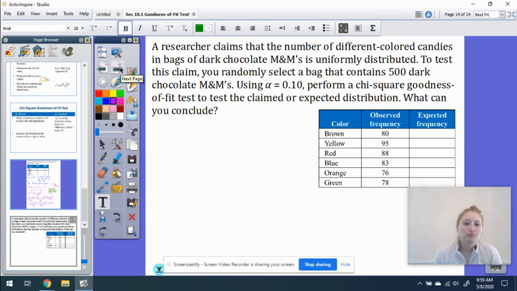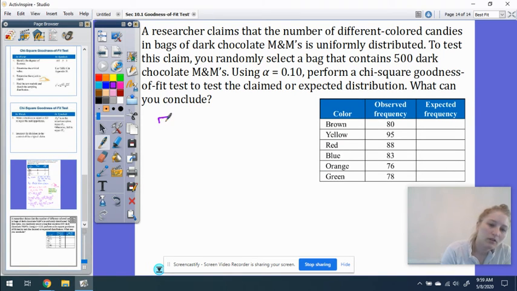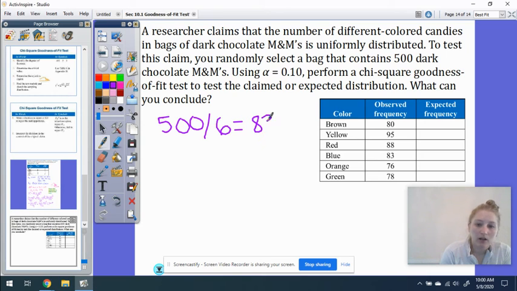Okay, so for this one, it's telling us that a researcher is claiming that the different colored candies in a bag of dark chocolate M&Ms is uniformly distributed. Okay, so what does uniformly distributed mean? It means that all of the colors are going to occur equally. All right, so we've got 500 dark chocolate M&Ms. Do they make dark chocolate M&Ms? I don't even know. Okay, so how many total different colors do I have? 1, 2, 3, 4, 5, 6. So I'm going to say 500 divided by 6, and that's going to give me 83.33 repeating.